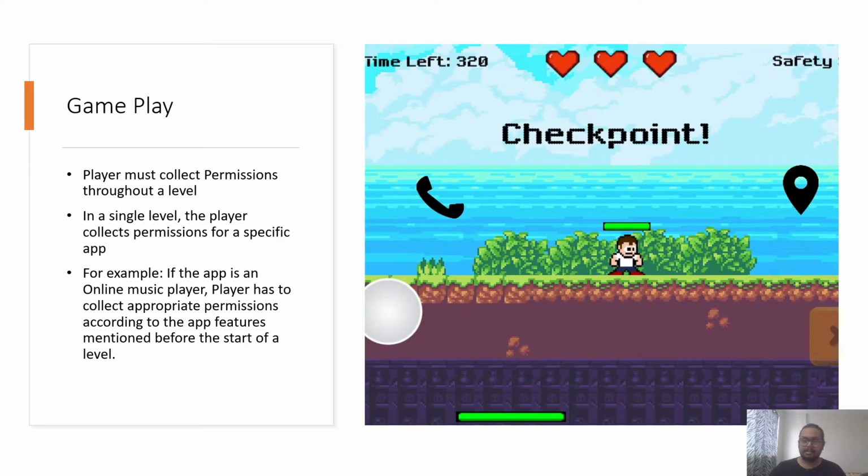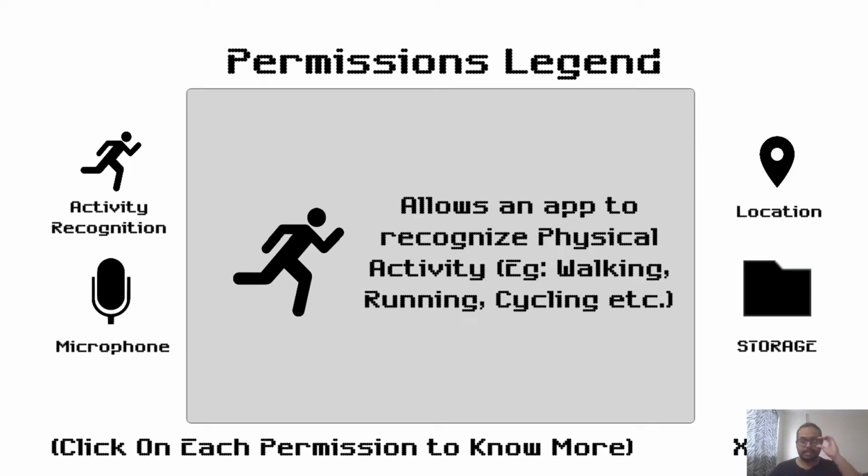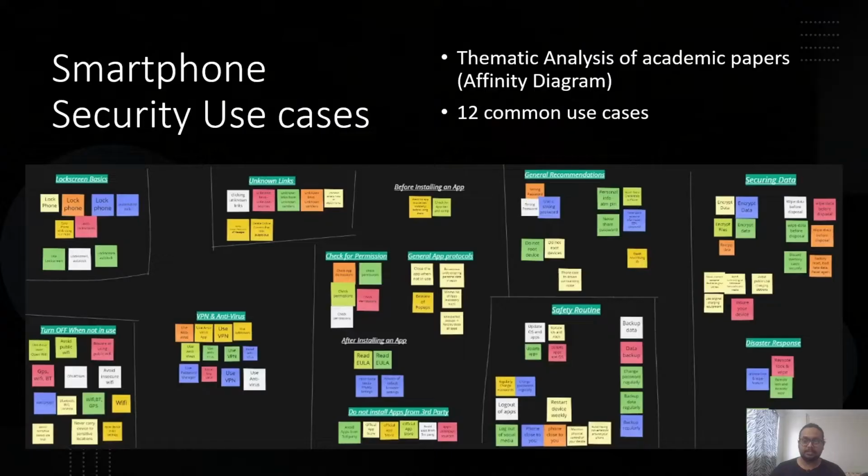We operationalized Android permissions as in-game collectibles, similar to coins in Mario, but here the player will be collecting smartphone permissions. So, let's say in a level, the player collects permissions for a specific app. For example, if the app is an online music player, the player has to collect appropriate permissions according to the app features that are mentioned before the start of a level. This is an example of app features of an online music player. And we also explain to the players the details of each permission and what type of personal data is linked with each of them.